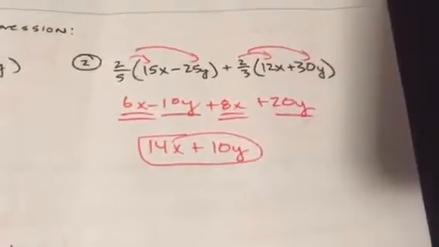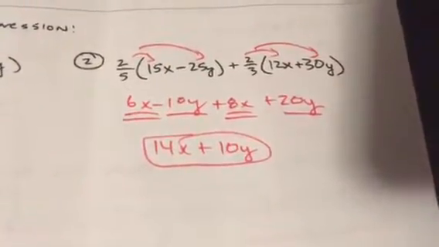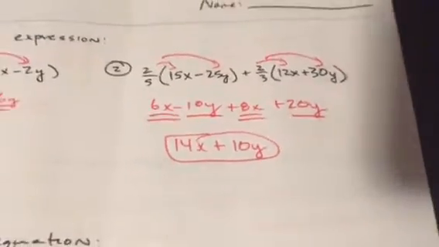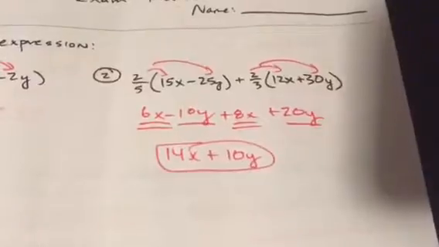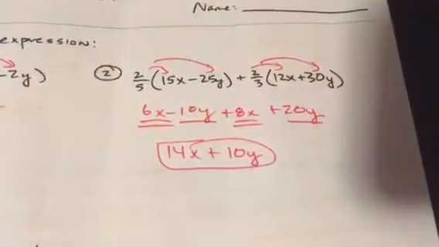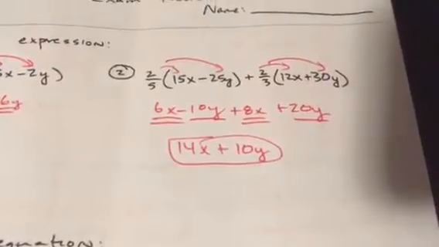Guys, 2/5 of 15 and so on. In the calculator, use parentheses: 2 divided by 5, parentheses again. 2/5 times 15, that's 6. 2/5 times 25, that is 10. 2/3 of 12 is 8. 2/3 of 30 is 20. 6x plus 8x is 14x. Negative 10y plus 20y gives you 10y there.